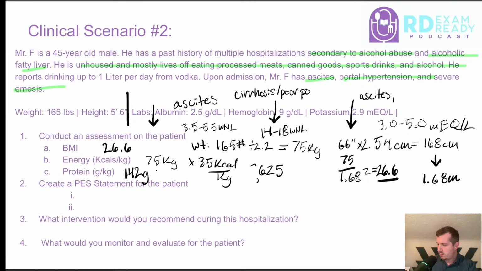Okay. All right. So create your PES statement for the patient. Start with your problem statement, folks. What would be your problem statement that you would pick here?